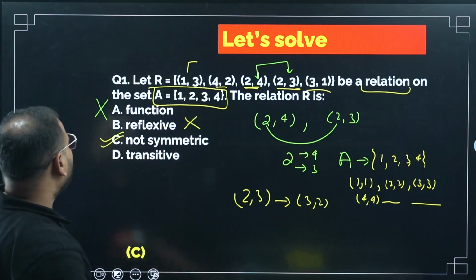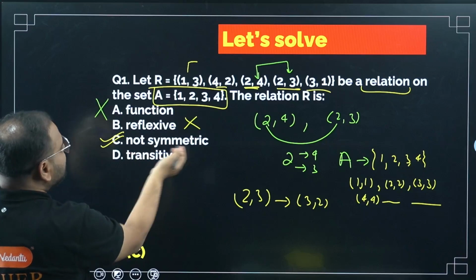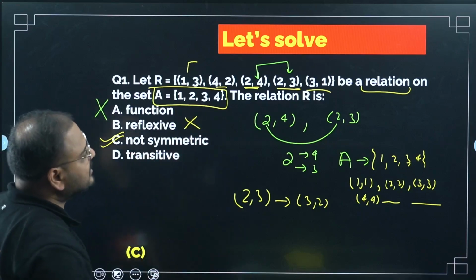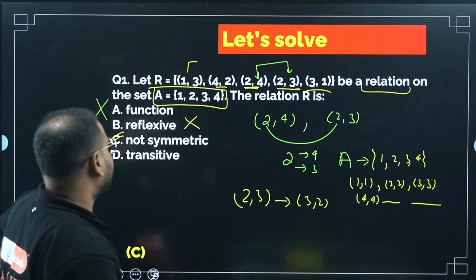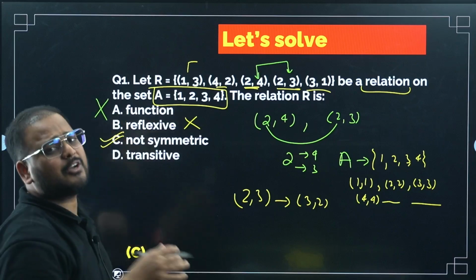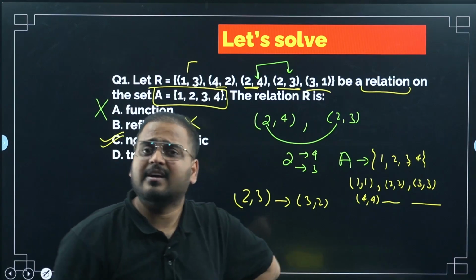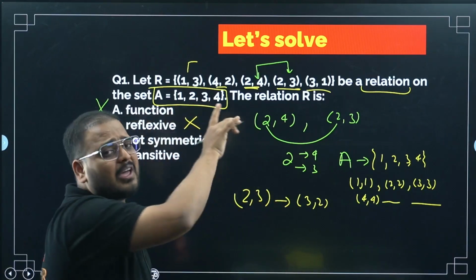Transitive, no need to check. Option C, not symmetric, we are getting it. Option C is right. Single correct option is there. Okay, let's go. Why waste time going forward and checking for transitive? It will take time, right? You have to check for combinations of A, B, C.